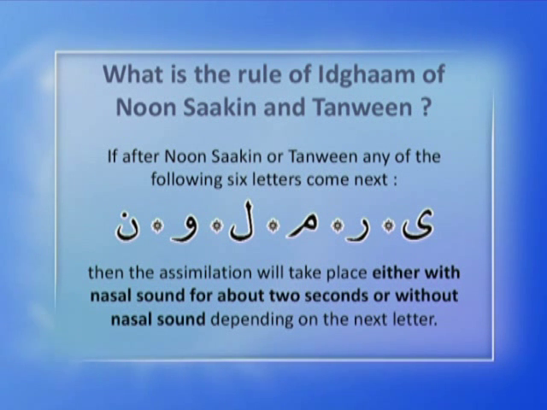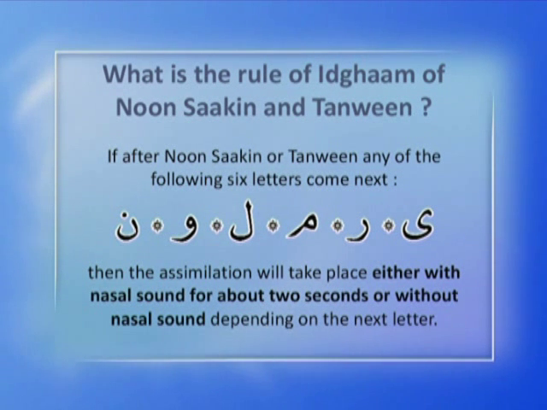The second rule is idgham. If after noon sakin or tanween any of the following 6 letters, ya, ra, mim, lam, waw and noon, and in order to remember these 6 letters the word is yarmalun. If any of these 6 letters comes next, then the assimilation will take place either with nasal sound for about 2 seconds or without nasal sound, depending on the next letter.